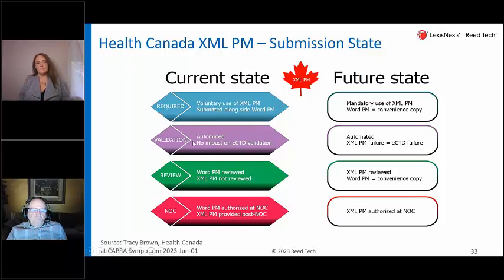The validation. Right now, if you have an error in your XML product monograph, it will not trigger a rejection of your eCTD submission. That's not going to be the case going forward. So the XML product monograph does have to have a pass connected to it for you to have an eCTD pass. And if it does have an error and you get a failure, it's going to cause the whole eCTD to be failed. Not the case today, but going forward.